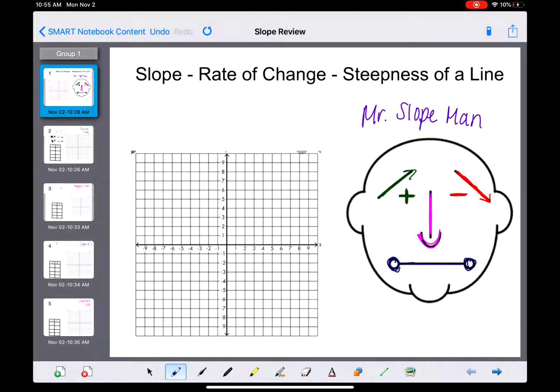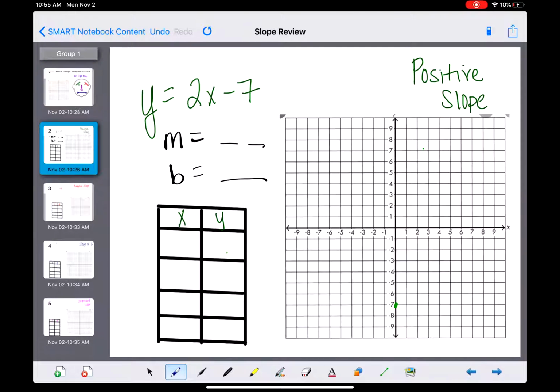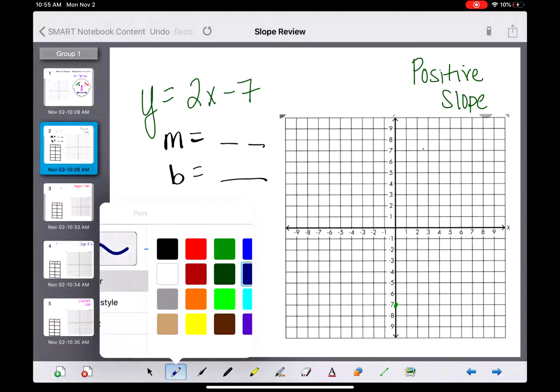So being able to recognize when a slope is positive or negative, undefined or 0 will give us a better idea of what the graph should look like, and it'll let us know if we're graphing correctly or not. So our first review is going to deal with positive slopes.